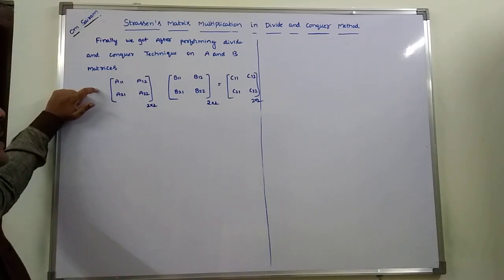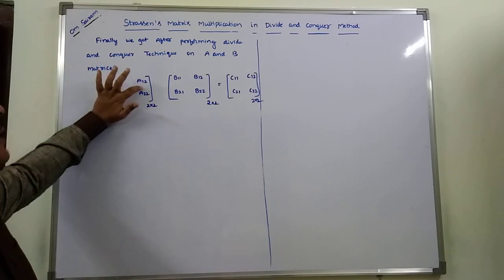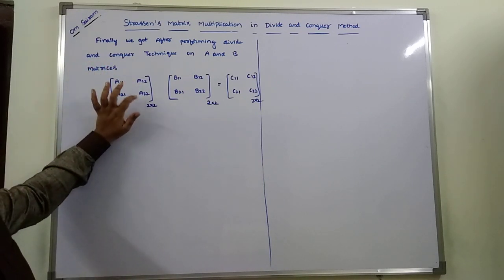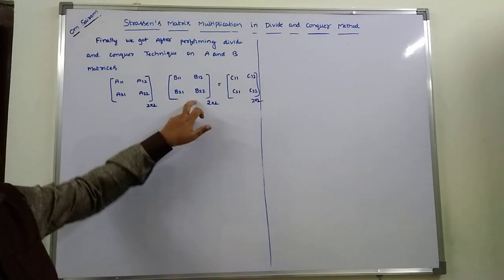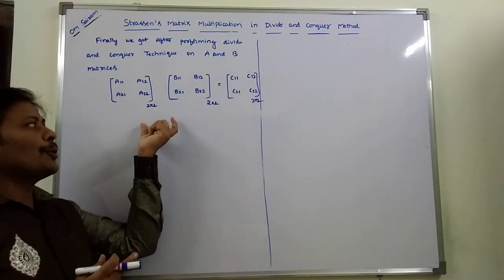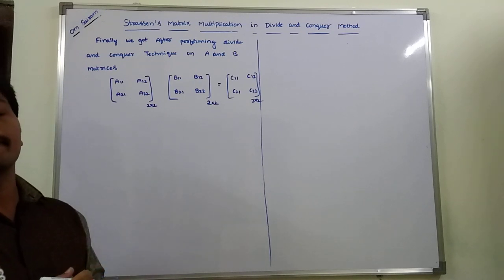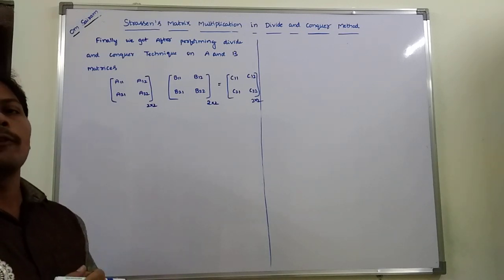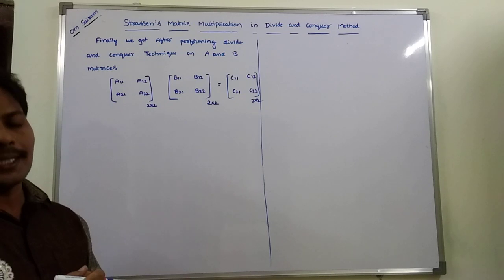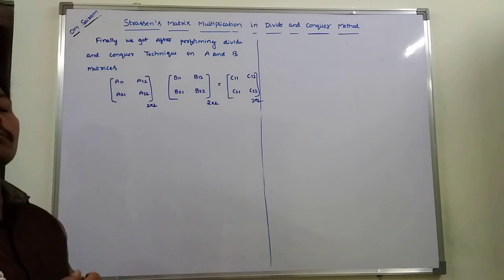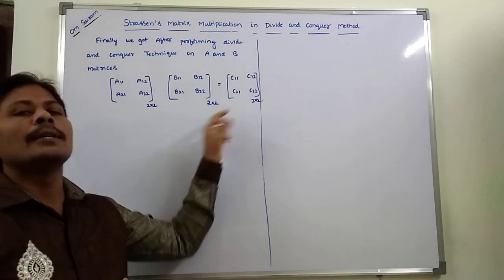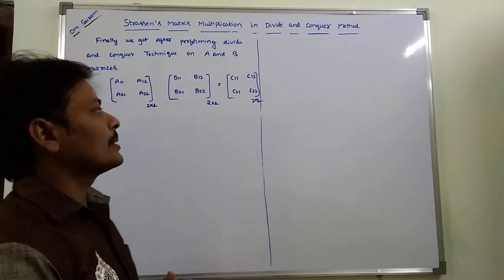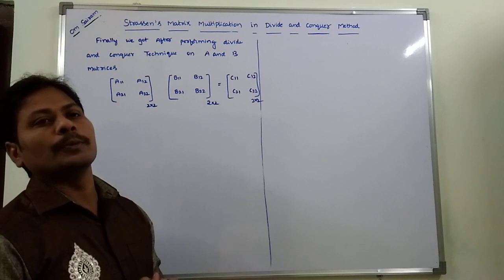So the matrix A contains A11, A12, A21, A22. Matrix B contains B11, B12, B21, B22. By using these two matrices, first we have to find out the 7 equations. After that, by using these 7 equations, we have to find C11, C12, C21, C22.